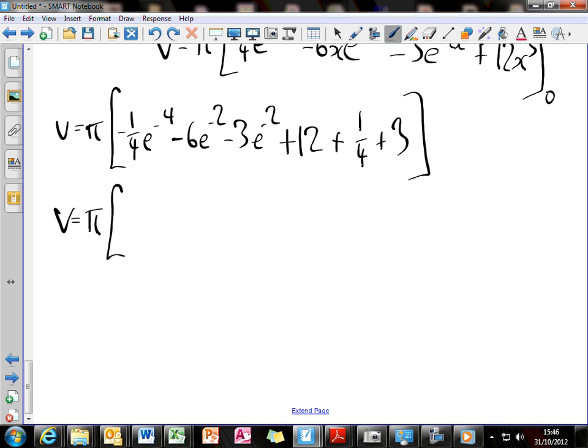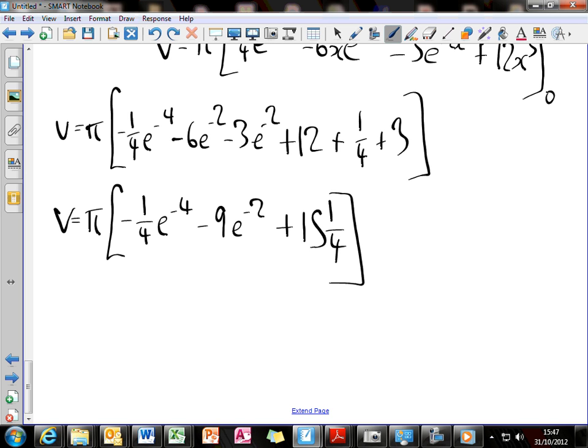And I just need to stick this all together now. So I'm going to get minus a quarter e^(-4). I've got minus 6e^(-2), minus 3e^(-2), so I'll stick those together into minus 9e^(-2). I've got plus 12, plus 3, that's plus 15 and a quarter. And I think that's as good as we're getting.